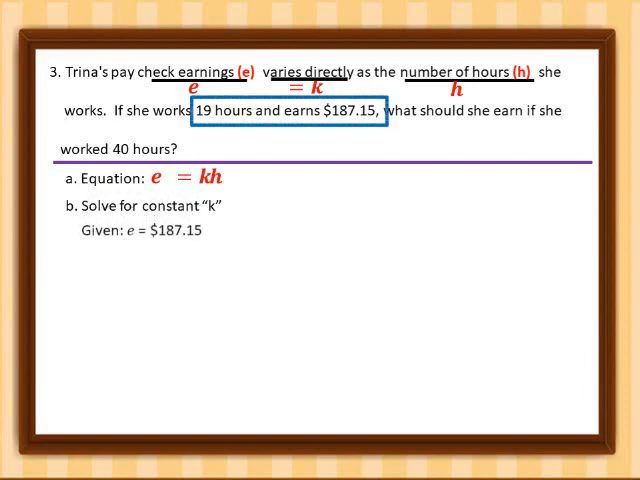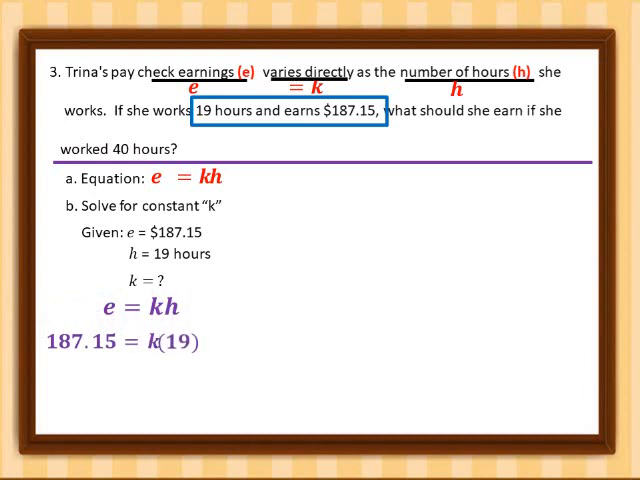So earnings is $187.15 and the number of hours is 19. And we want to solve for the constant K. So again, our equation will be E is equal to K times H. So we simply substitute: 187.15 is equal to K times 19.